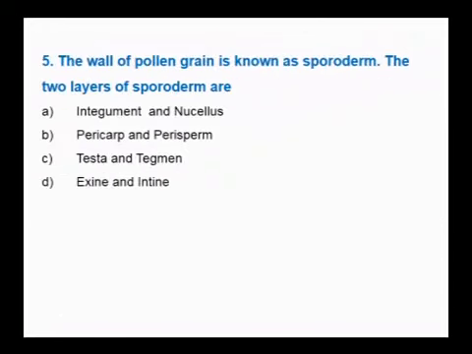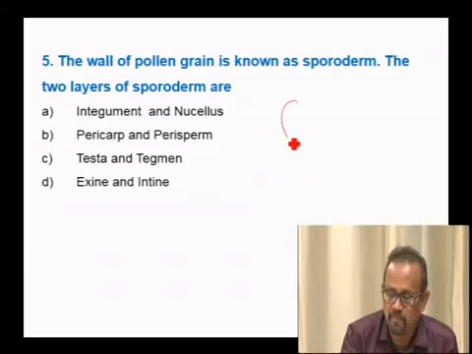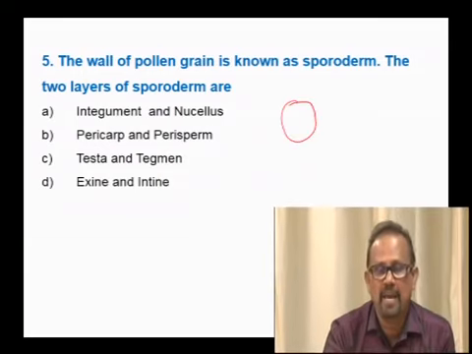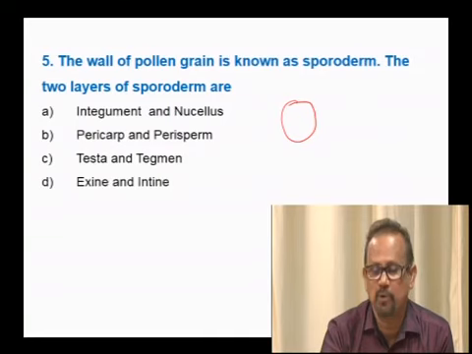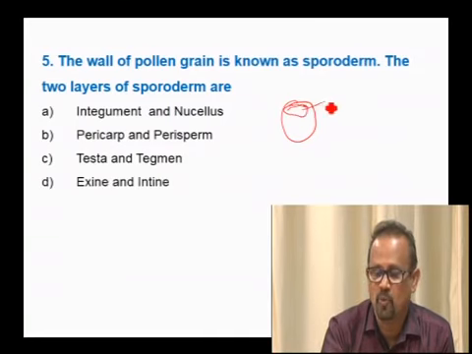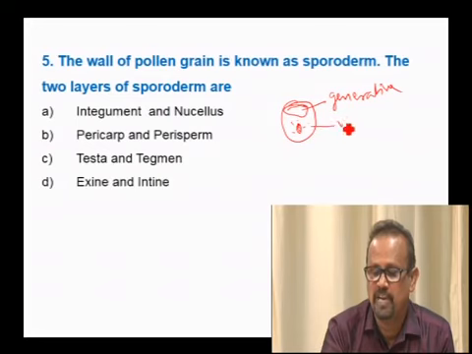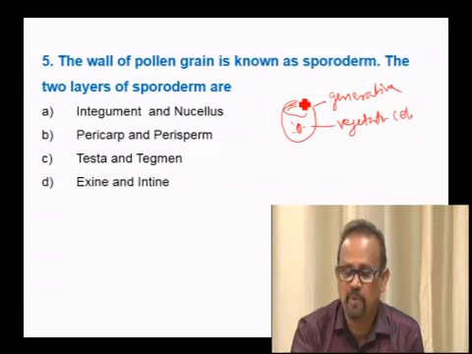Next question. The wall of the pollen grain is known as sporoderm. The two layers of sporoderm are, see, pollen grain is called the male gametophyte because it produces male gametes. Pollen grain has two cells. One is the generative cell, which floats in the cytoplasm of the vegetative cell. The vegetative cell is covered by two layers.